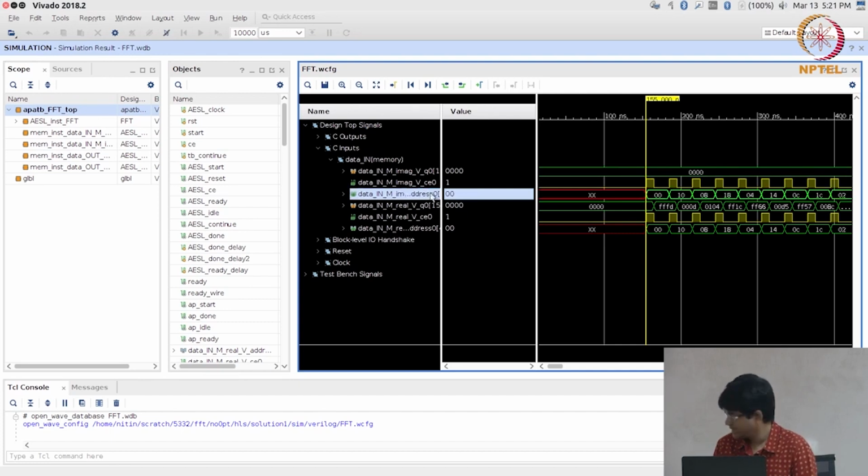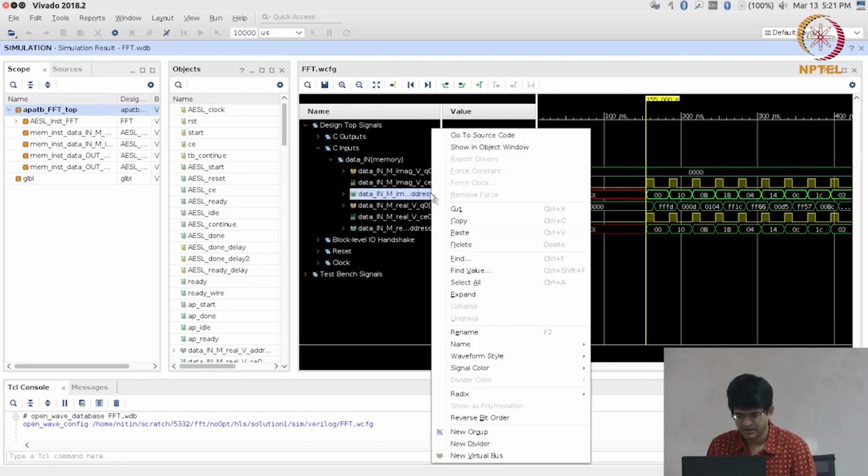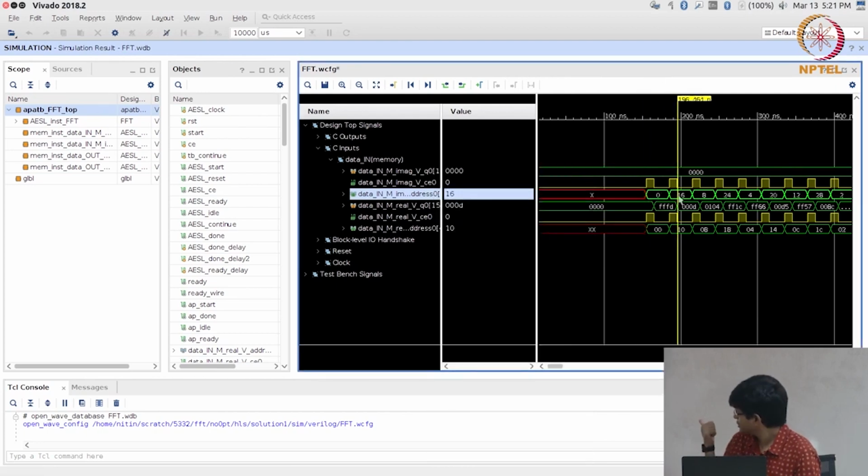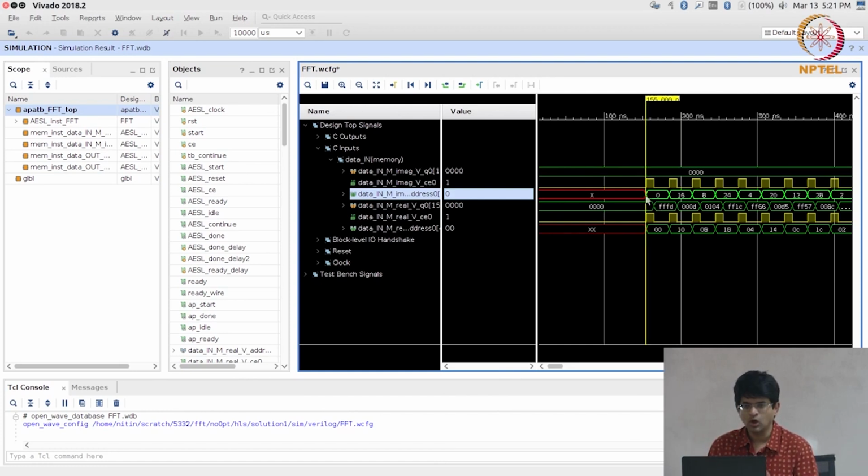The interesting thing over here is when you look at the addresses that are generated, right, if you can make out that blue value that is written over there, effectively what you can notice is that the order in which the data are being read is 0 followed by 16 followed by 8 followed by 24 followed by 4. Why?